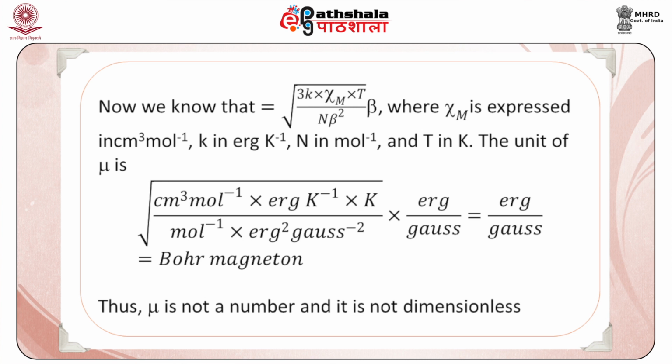Now, as we know that μ is equal to √(3k χ_m T divided by Nβ²) Bohr magneton, where χ_m is expressed in centimeter cube per mole, k in erg per Kelvin, N in per mole, and temperature in Kelvin. So the unit of μ is equal to erg per Gauss, which becomes equal to Bohr magneton. Thus μ is not a number and it is not dimensionless.